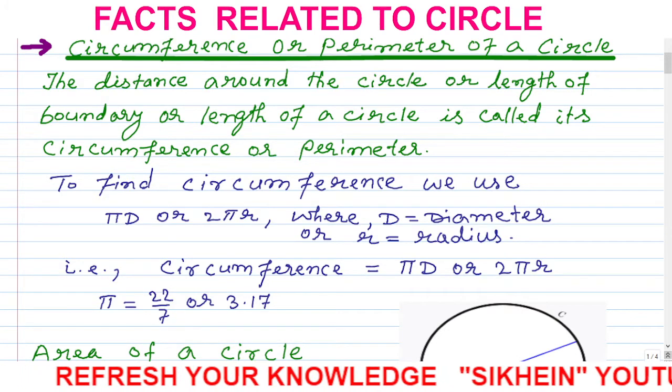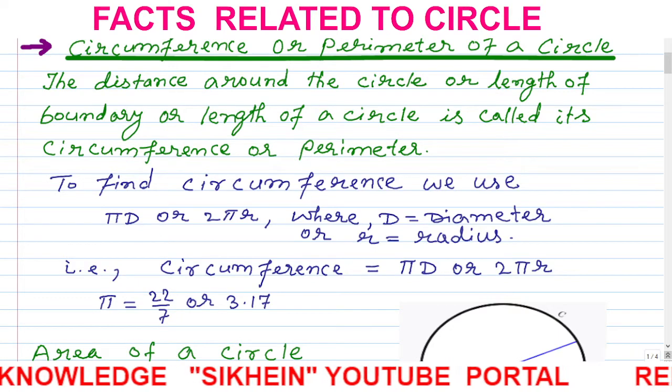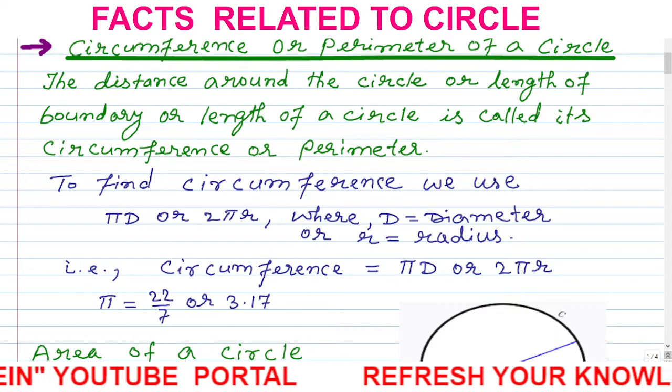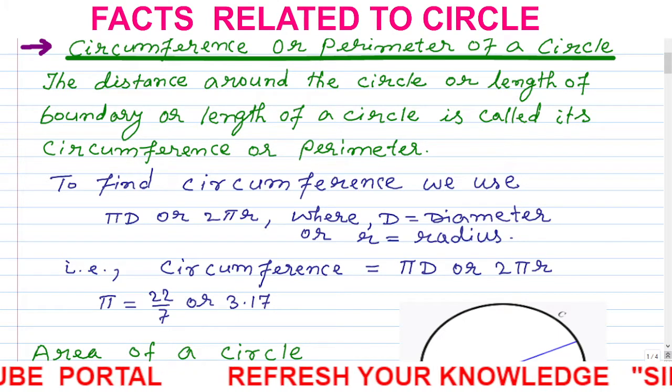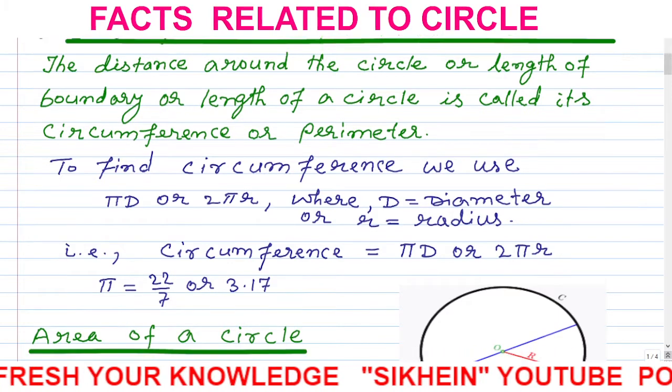Pi value, usually we take 22 by 7 or 3.14. In lower class, 22 by 7. In upper class, we use both.